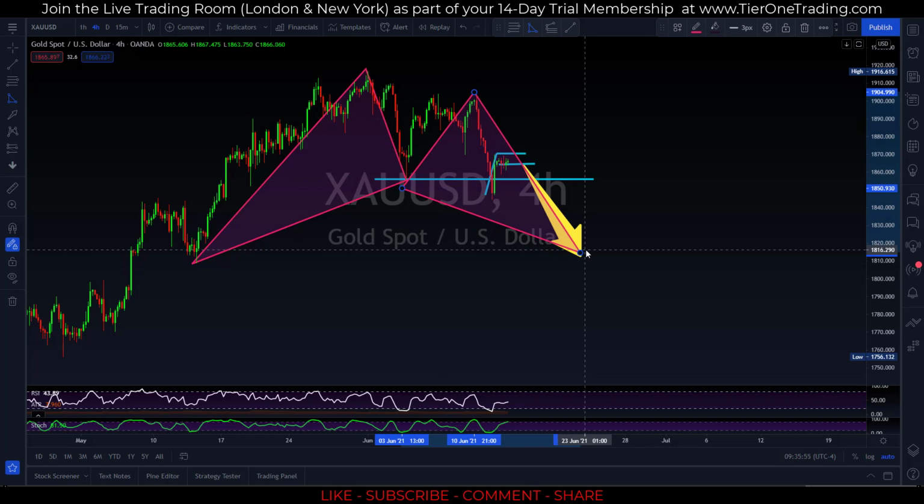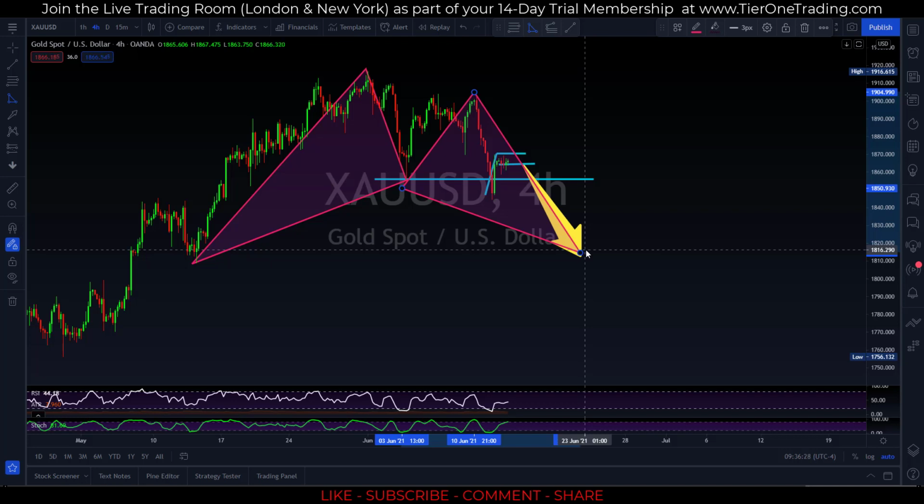Aside from if we get to the completion, I want to be a buyer. Aside from that, the presence of the bat pattern, does it give us any prediction? Is there anything in the presence of a potential, big word, potential bat, that gives us any information about the market? It doesn't.